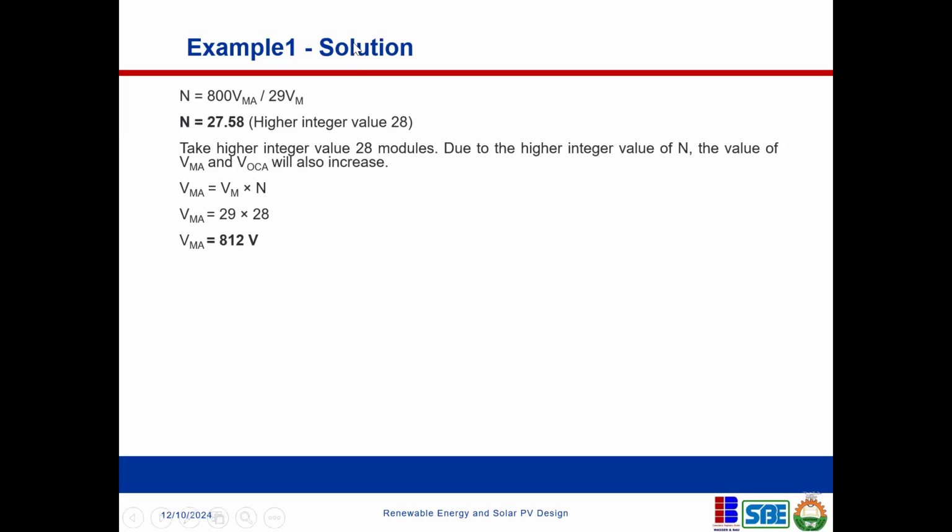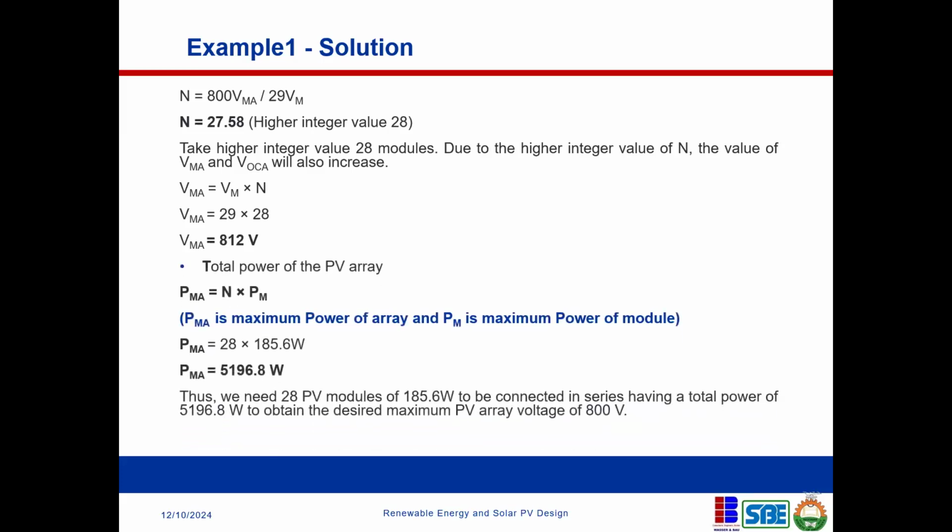The new voltage will be 29, the individual voltage of the PV module, times 28, the number of PV modules we want to put in series. When we do this multiplication, you have 812 volts. This is still close, still okay, still within the tolerance limit of the inverter. So this voltage can go into your inverter. This is the number of PV modules required to meet this voltage.